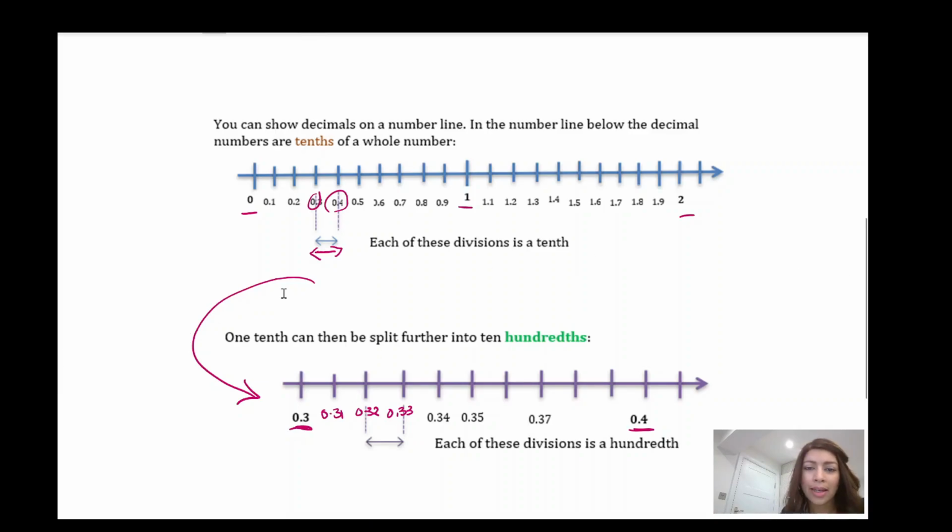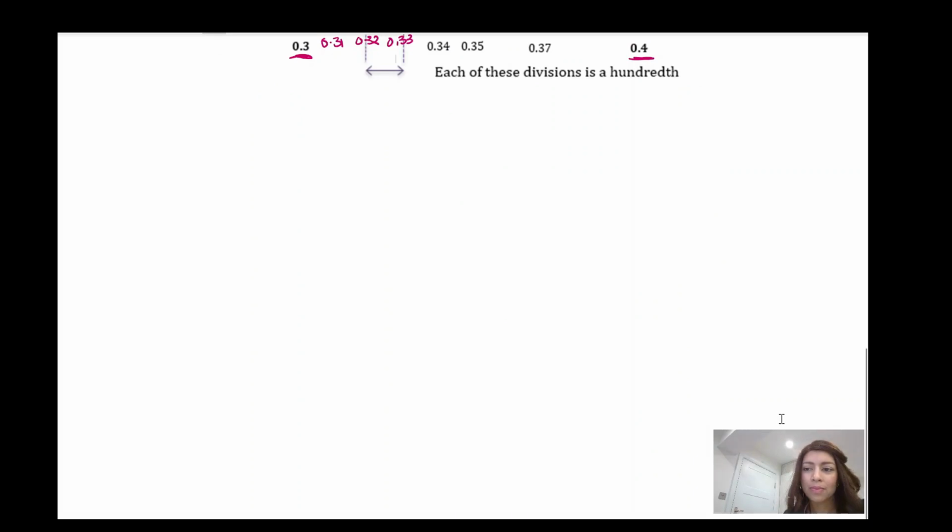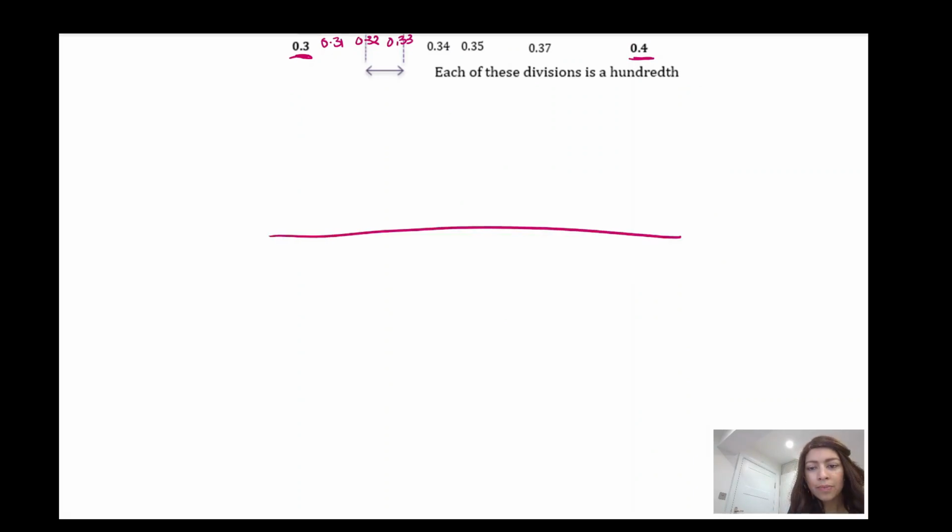Now, let's recap decimals and the number line. Now, I can draw a number line, 2, 3, 4, etc. In between 2 and 3, this can be further broken up into tenths. So halfway between 2 and 3, we have 2.5. And then each of these is then a tenth. So 2.1, 2.2, 2.3, 2.4, etc., all the way up to 3.